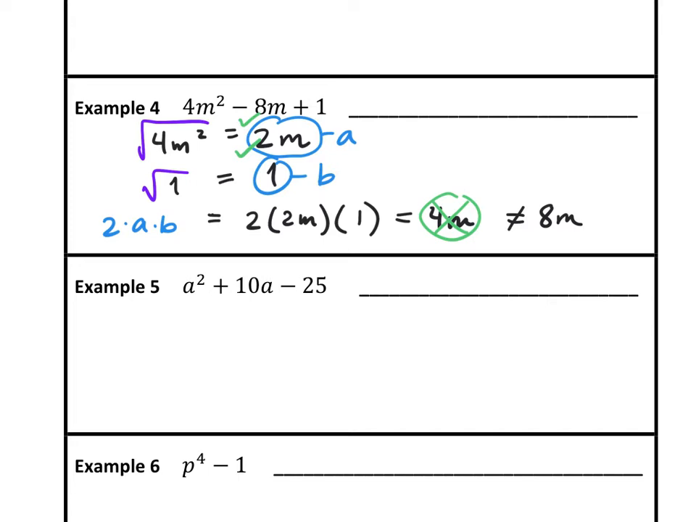So it's not a perfect square trinomial. It's not a difference of squares, because the difference of squares is a binomial. This difference of squares is only made up of 2 terms. So this is neither.